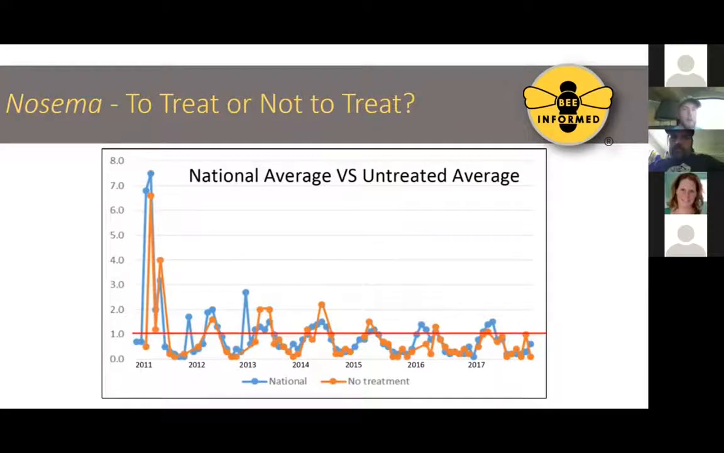So in conclusion, with Nozema, it's all a matter of preference for the beekeeper. Like, do you treat or do you not treat? That's the real question with Nozema. Do you want to treat or not?